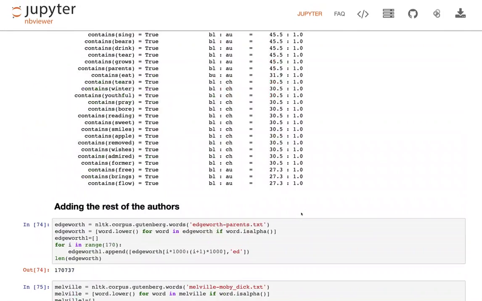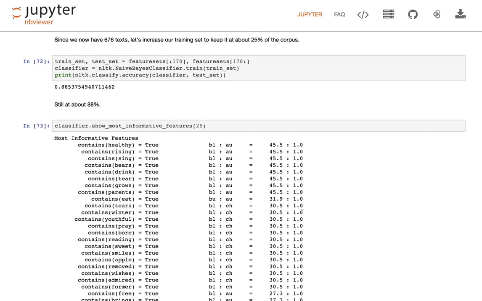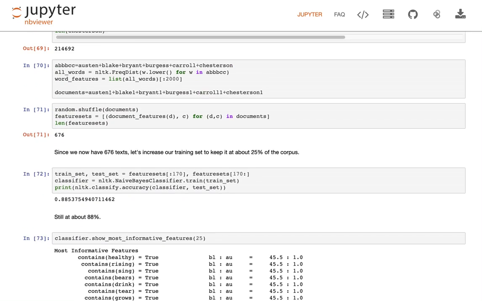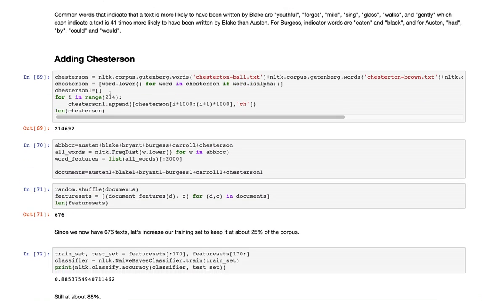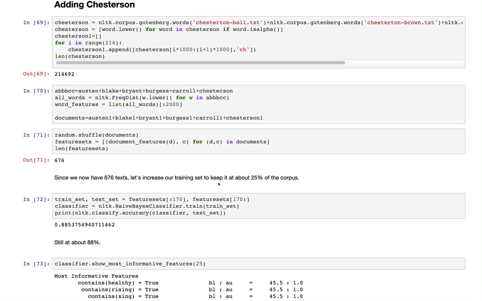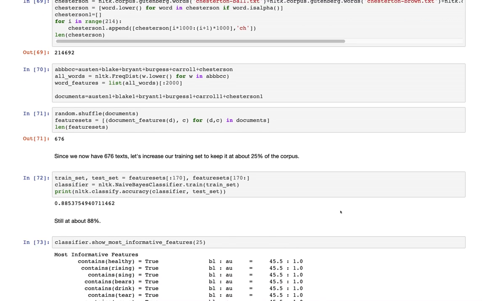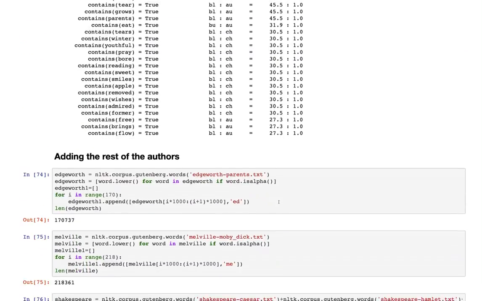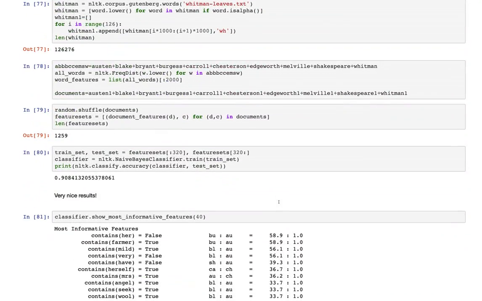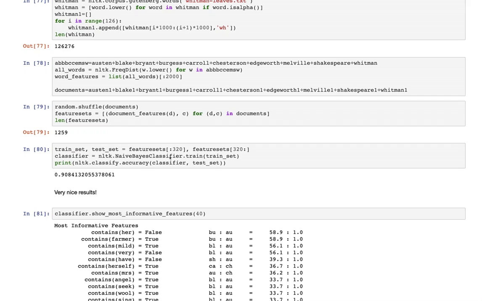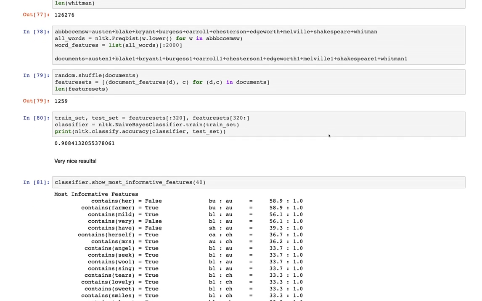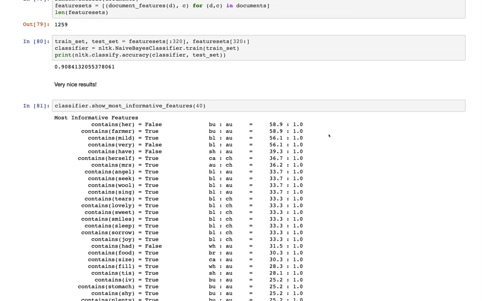Oh, and I forgot to mention, at some point here, since we now had 676 texts when we added Chesterton, we increased our training set to keep it at about 25% of the corpus. So there we have 170 in the training set. And then once we added all the rest of the authors, we brought it up to 320 to keep it at about 25% of that total 1,259. So not too bad.